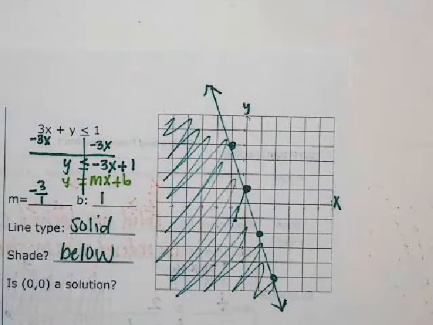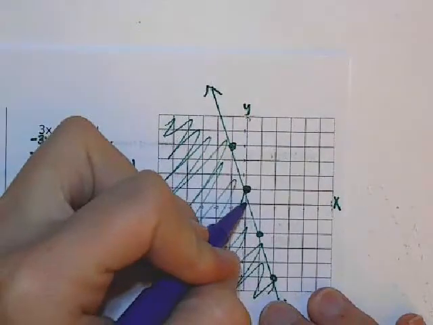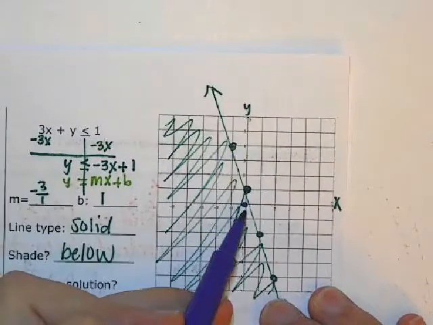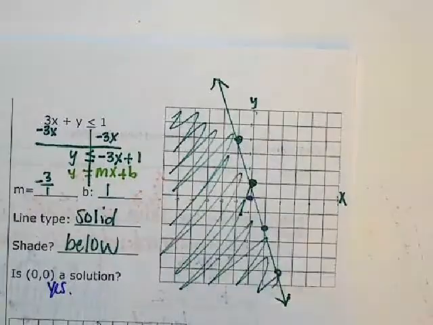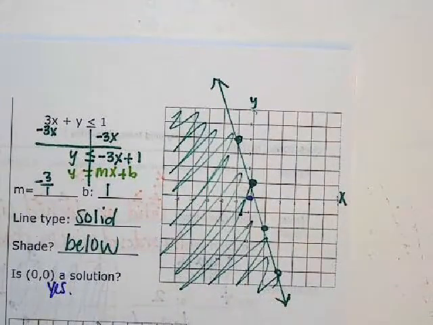Oh, I should have done wrong. Oh, yeah. You should know it. I did, you're right. Okay. Is 0, 0 a solution right here? Yes. Is this in the shaded region? Yes. Hey, what if it's a straight up and down line though? We'll talk about those. That is not today.